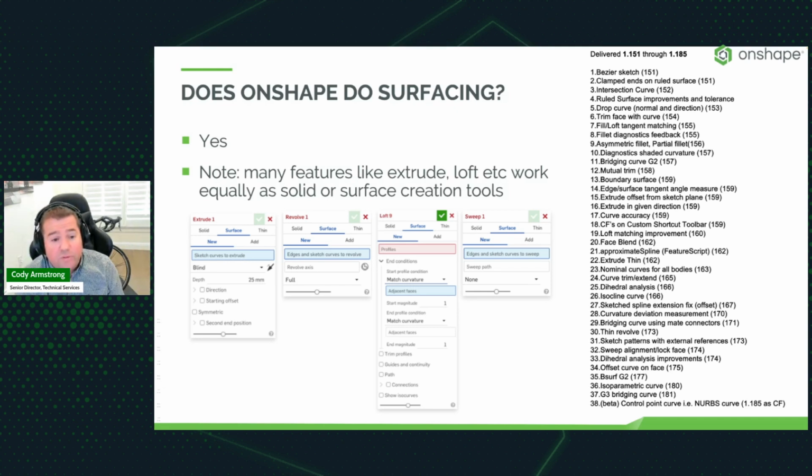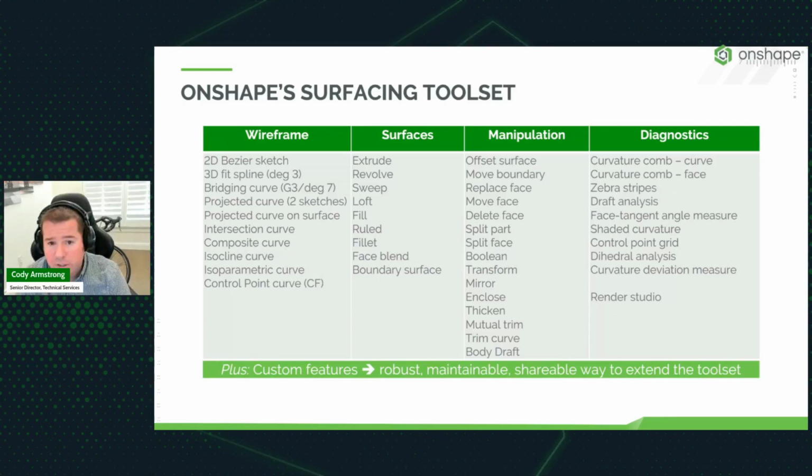So does Onshape do surfacing? Absolutely. Not only do we do surfacing, but we have a huge library of surface tools to allow you to build anything you need. So what about that tool set? Well, you kind of break it down into subsets. There are different subsets of tools depending on what you're trying to do.